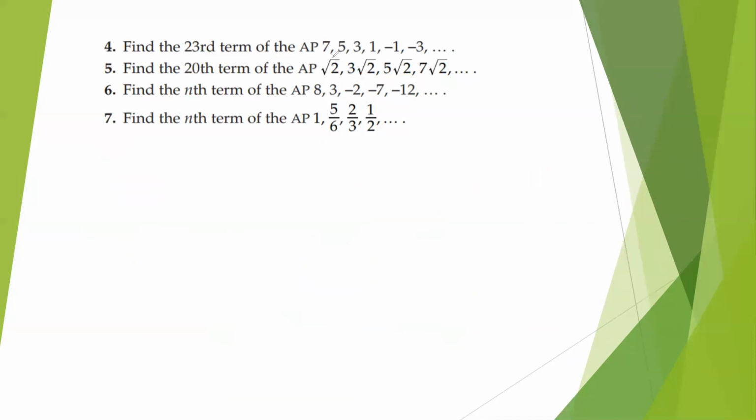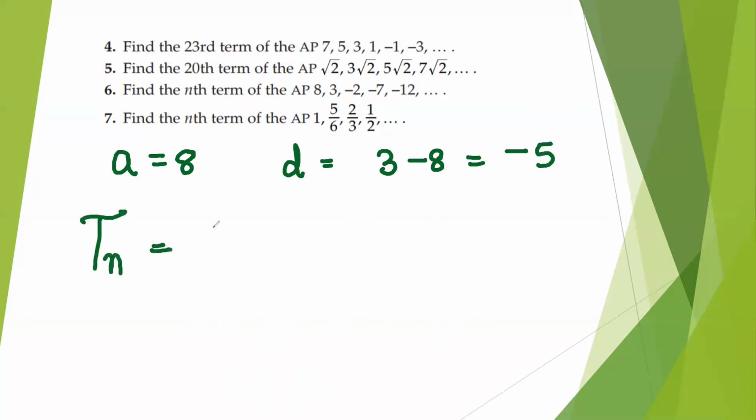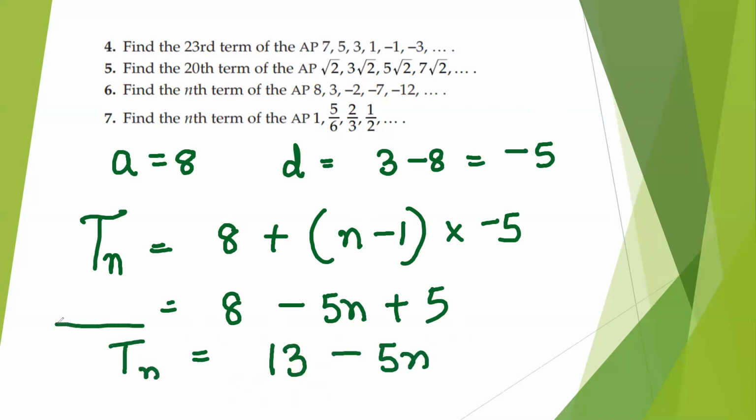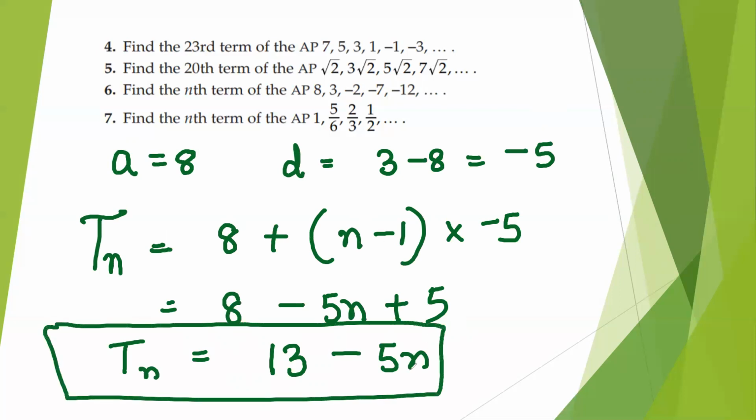So find the nth term of the AP. Where A is 8, D is what? 3 minus 8, that is minus 5. So you have to find the nth term. So 8 plus (n minus 1) times minus 5. So just see, minus 5n plus 5, that gives you 13 minus 5n. So this is the general formula or the Tn formula. You can substitute and see, are you correct? Like if you put n equal to 1, 13 minus 5 is 8. So correct. This way you can check your answers.